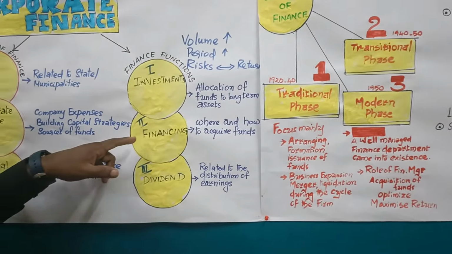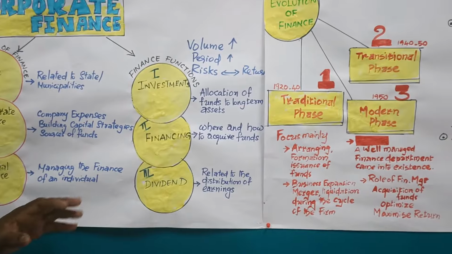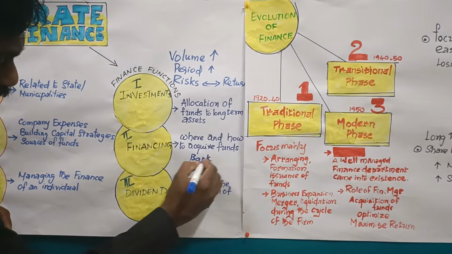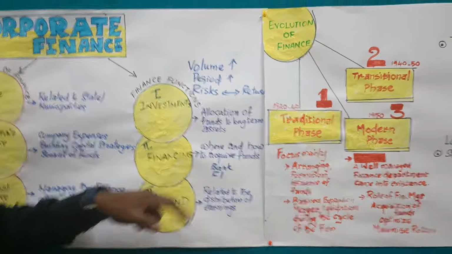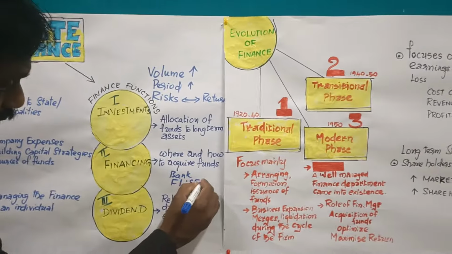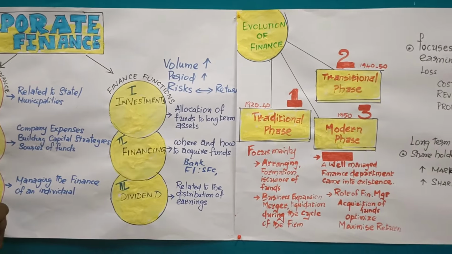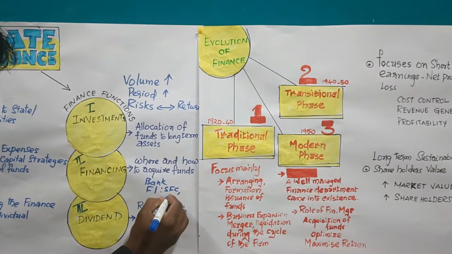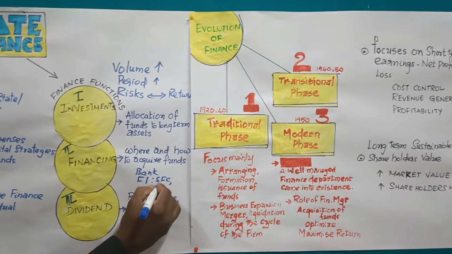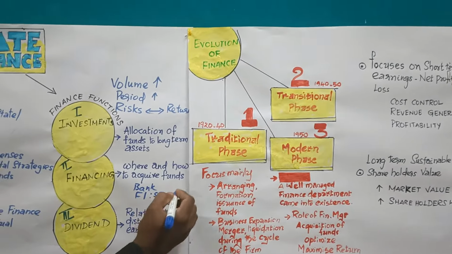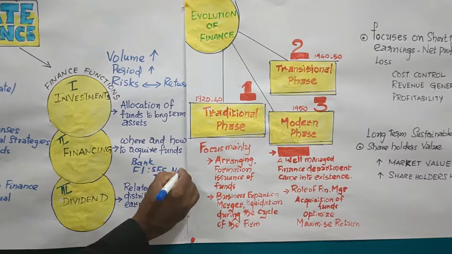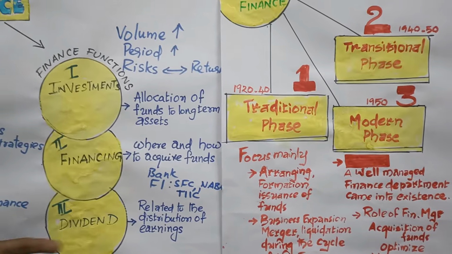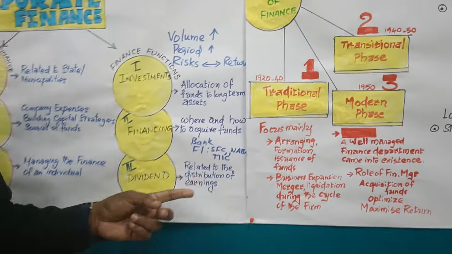Coming to financing, where and how we are going to acquire the funds from different sources. You can go to banks for borrowed funds, or you can go for financial institutions like State Finance Corporation, IDBI, Industrial Bank, and industrial banks. I also mentioned TIIC, Tamil Nadu Industrial Investment Corporation, and we have NABARD. There are many other banks also available, such as State Finance Corporation, Industrial Finance Corporation, Exim Finance and everything.